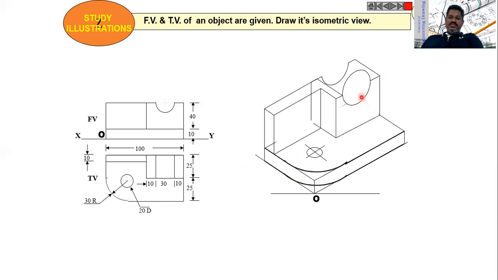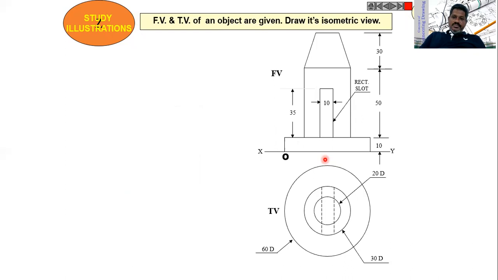So at all these corners you construct the ellipse like this, then remove all the unnecessary lines, then whatever the lines are visible, draw all those lines like this. So this will become the isometric view. Now let me take one more problem here: front view, top view and an object are given. Draw its projections.